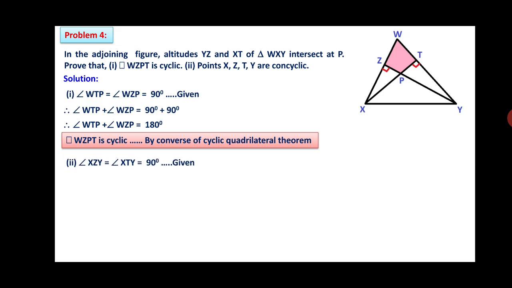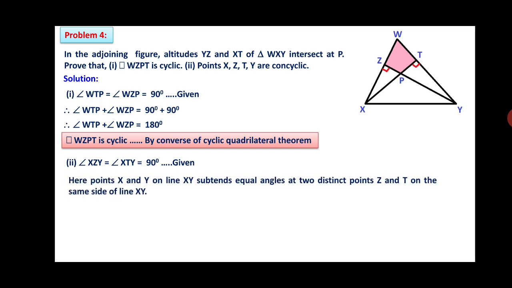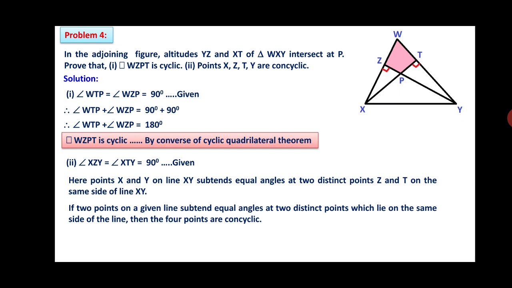Now, second, angle XZY is equal to angle XTY is equal to 90. It is given. Here points X and Y on line XY subtend equal angles at two distinct points Z and T on the same side of the line XY. If two points on the given line subtend equal angles at two distinct points which lie on the same side of the line, then the four points are concyclic. Therefore, points X, Z, T, Y are concyclic.